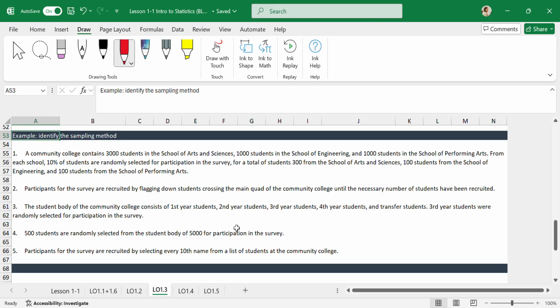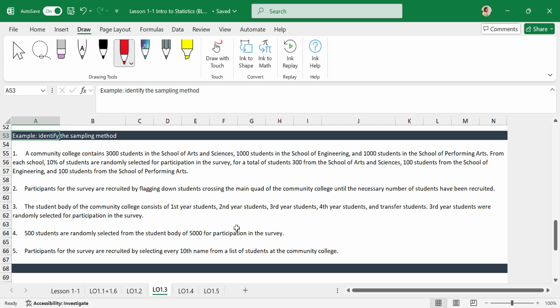So the first one says, a community college contains 3,000 students in the School of Arts and Sciences, 1,000 students in the School of Engineering, and 1,000 students in the School of Performing Arts. From each school, 10% of students are selected to participate in the survey, for a total of 300 students from Arts and Sciences, 100 from School of Engineering, and 100 from School of Performing Arts.